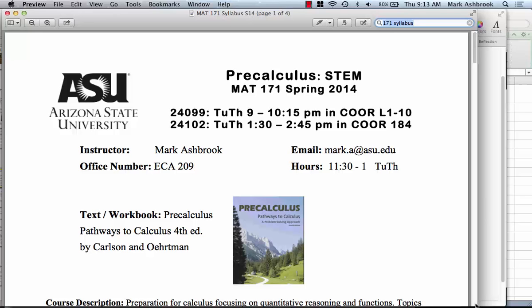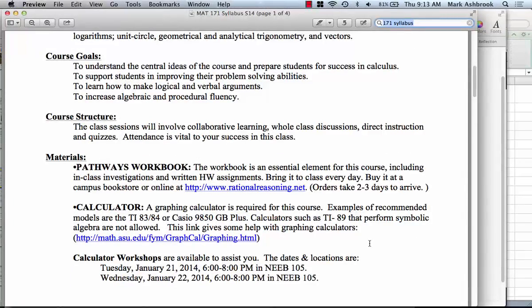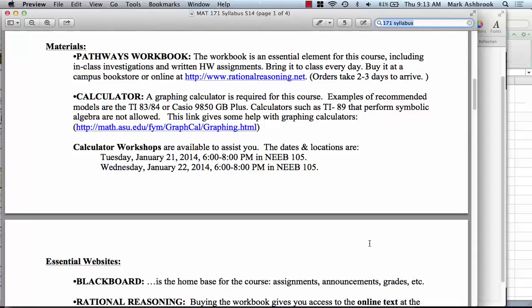Again, we should have the workbook by now. Course description, goals, you can read through that. Okay, graphing calculator. You will need a graphing calculator for this course. Most of you have a TI, and that's fine. That's perfect. The Casio is good. The ones like a TI 89 that perform symbolic algebra, you can't use on a test. I can't stop you from using that at home, but on an exam, you won't be able to use that.